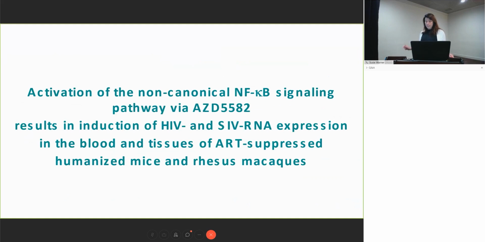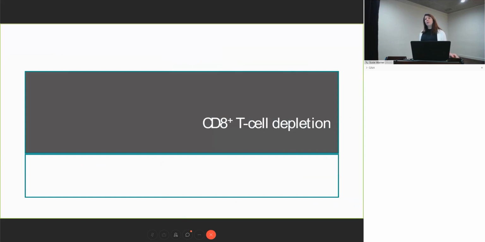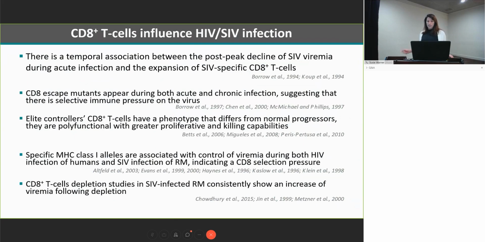So then we also evaluated this molecule, AZD5582, in the absence of CD8 T cells. And we did that because, as we have known for quite some time, CD8 T cells influence the natural course of HIV-SIV infection. Notably, there is a temporal association between the peak decline of SIV viremia during acute infection and the expansion of HIV-specific CD8 T cells.